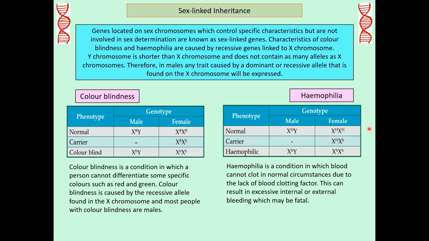Okay, look at this table for hemophilia, the phenotypes and the genotypes. The normal male has a dominant allele on the X chromosome and there is no allele on the Y chromosome. Normal female: both X chromosomes have dominant alleles. A male cannot become a carrier. A female is a carrier when she carries one recessive allele on an X chromosome. A hemophilic male has one X chromosome carrying a recessive allele, and a hemophilic female has both X chromosomes carrying recessive alleles.